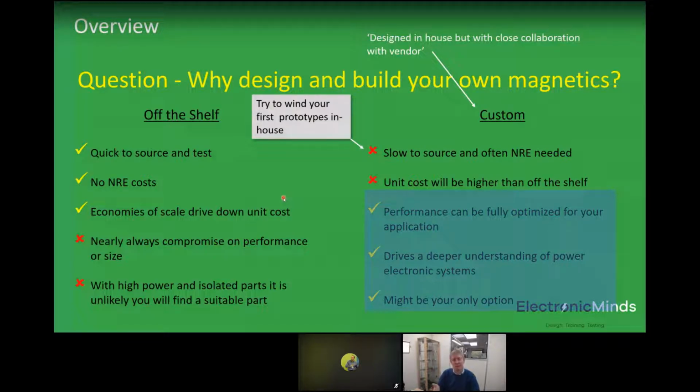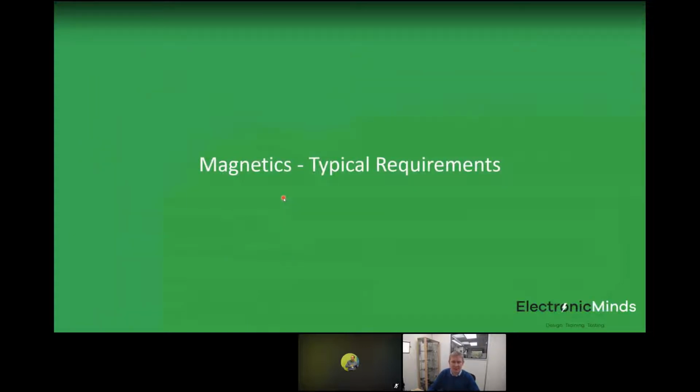So you need to be able to really do this stuff in-house. So that's how we iterate fast, and we get to a design that works really well as quickly as possible. So hopefully that answers the question on why you might want to consider building your own magnetics.